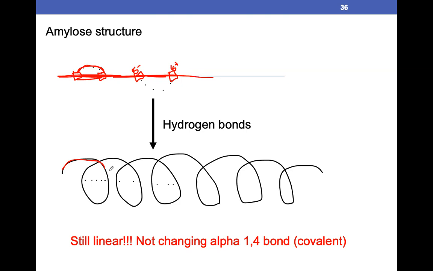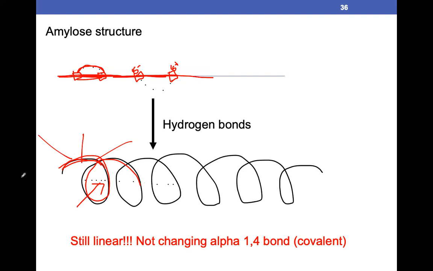Does that make sense? Because I feel like some people, when they hear coiling, they think, oh, it's coiled, it's not going to be linear anymore. I still consider this linear, because it's still a straight line. It's not branching, right? I don't have any branch points like this. So it's still considered linear. It's just also coiling, and the reason it's coiling is because of the presence of hydrogen bonds. Is that clear? Amylose is linear and it's also helical. Is that clear?